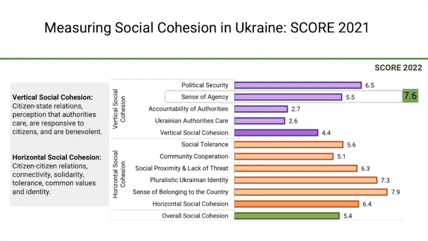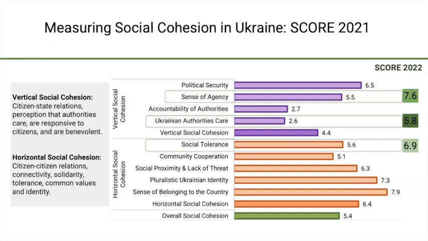We can also see over time how these have changed. In 2022, after the war, we see that the vertical cohesion in Ukraine has significantly increased. Sense of agency and authorities' care scores have skyrocketed after the war. We also see significant increases in horizontal social cohesion. Social tolerance, community cooperation, pluralistic Ukrainian identity, sense of belonging to the country, these too have skyrocketed.